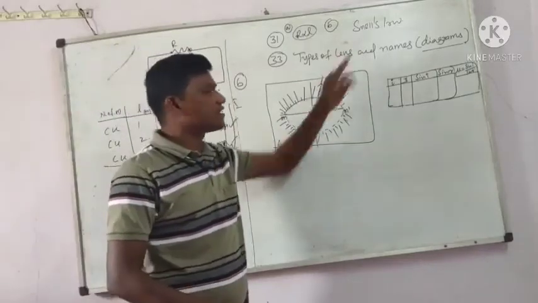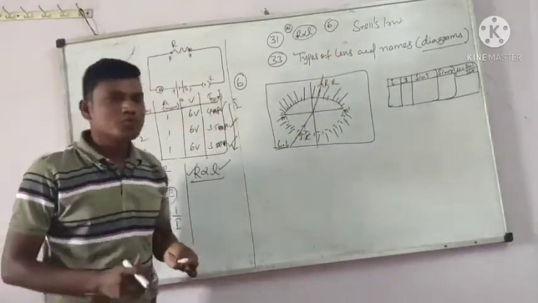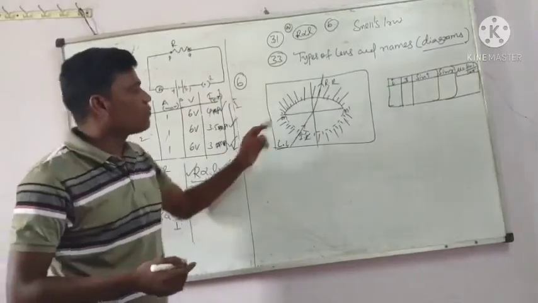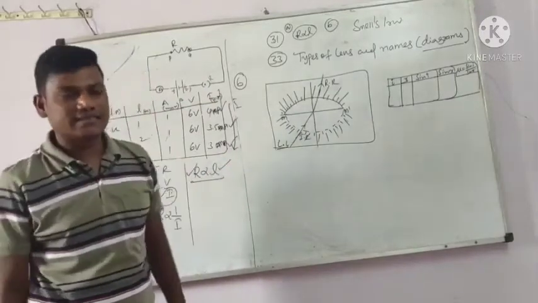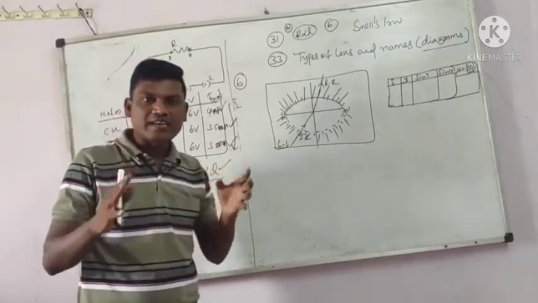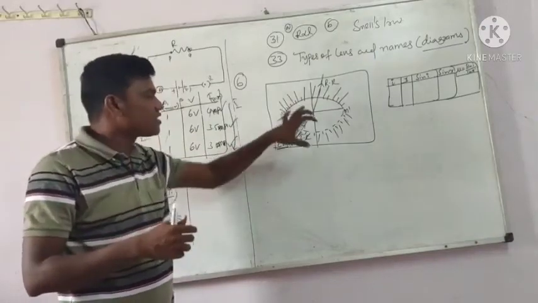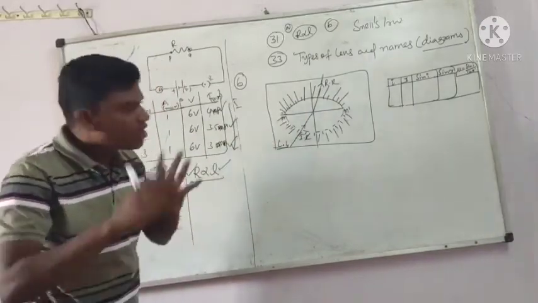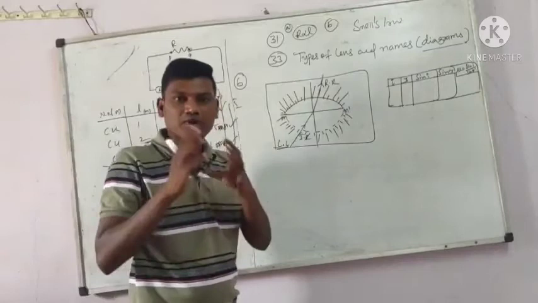That is Snell's law. Now, how do we prove Snell's law with the help of a semicircular glass slab? First of all, we take a drawing sheet and fix it on the drawing board. Now we take a protractor.